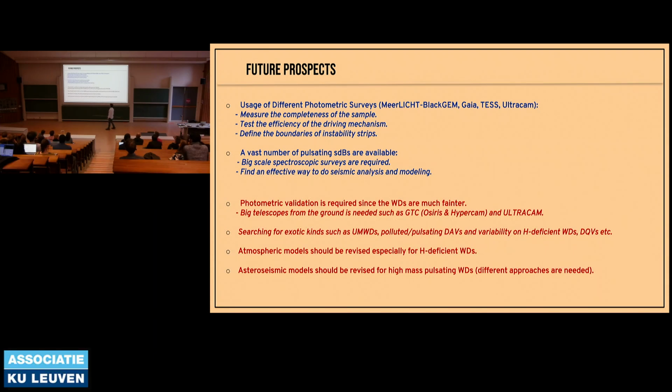So, concerning hydrogen-deficient white dwarfs, we need to revise the atmospheric models because there are strong mismatches that need to be corrected, basically. And also, asteroseismic models should be revised concerning high-mass pulsating white dwarfs. And also, we still have no carbon-oxygen core models; these have to be made soon to test these high-mass pulsating white dwarfs. And that was all for today, and thank you very much.